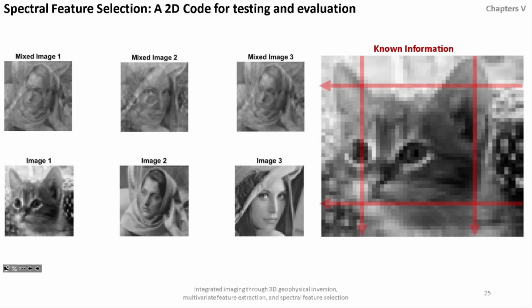Targets are sampled in 2 horizontal and vertical directions, pixel by pixel. So, for example, in this direction, we only have limited information about the cat's face. So the question is how we can reconstruct the face of the cat from mixed images and also from known information.